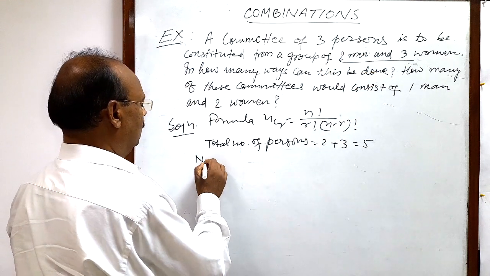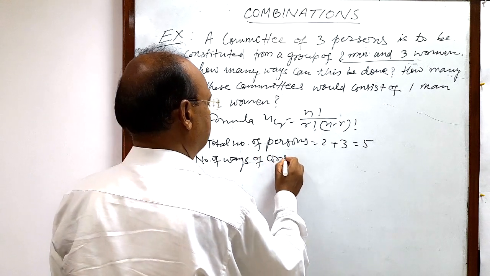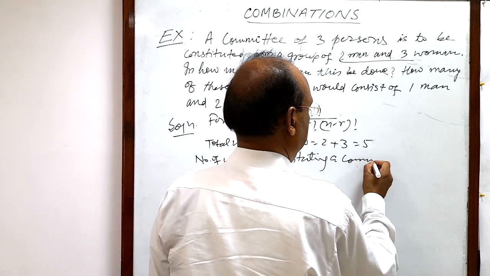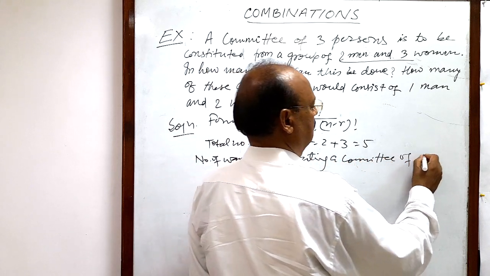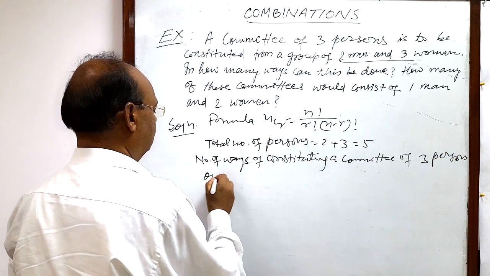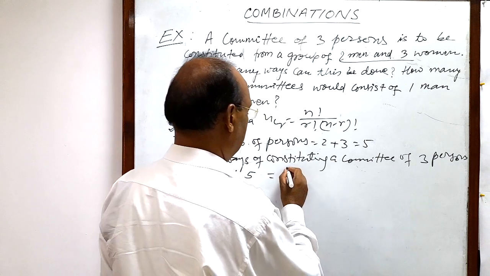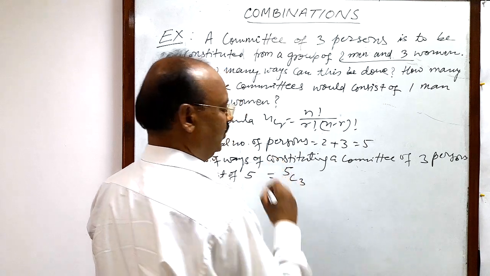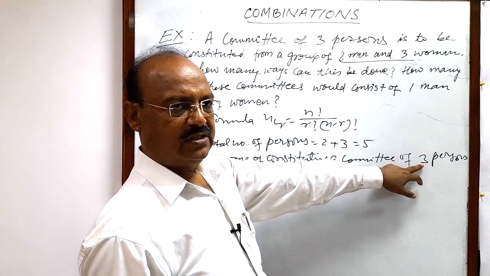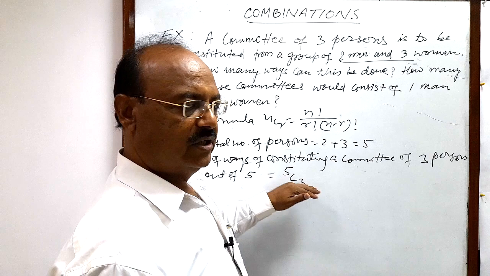So the number of ways of constituting a committee of 3 persons out of 5 can be done in 5C3 ways. 5 is the total number of persons and 3 is the number of persons to be selected for this committee. So you evaluate it, you will get the result.